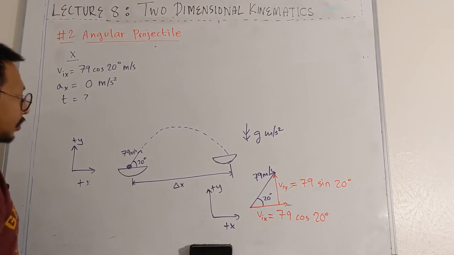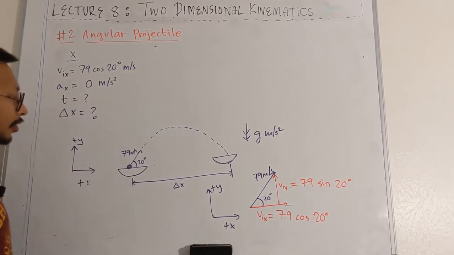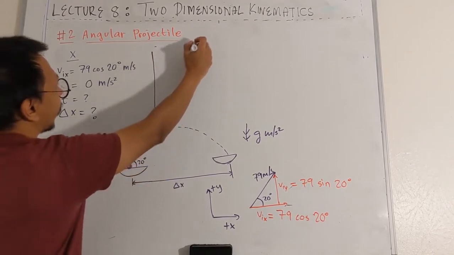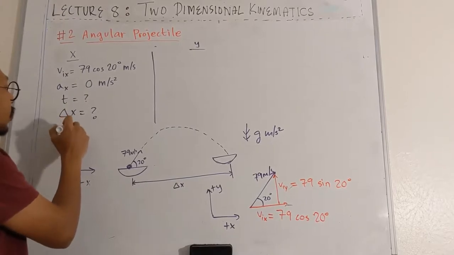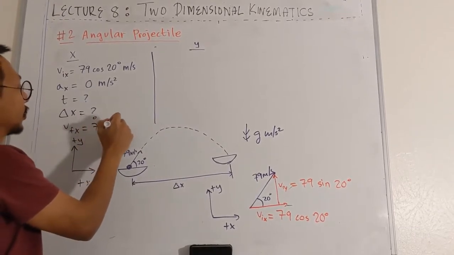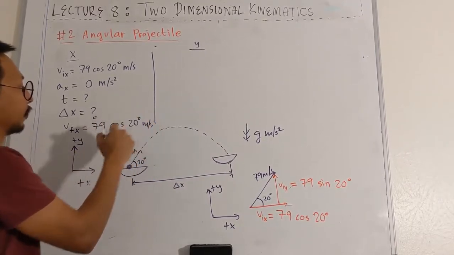Do we know anything else? We know that we want to find the range of the projectile, or delta x, and that's about it. We don't know anything else. Now it's time to note down the y variables. We also know Vfx as well, which is the same because there is no acceleration, but it's just good to note it down.